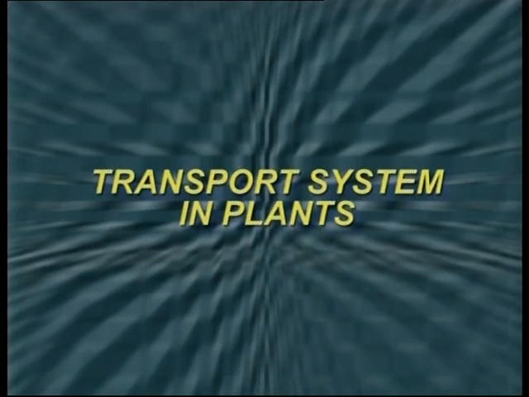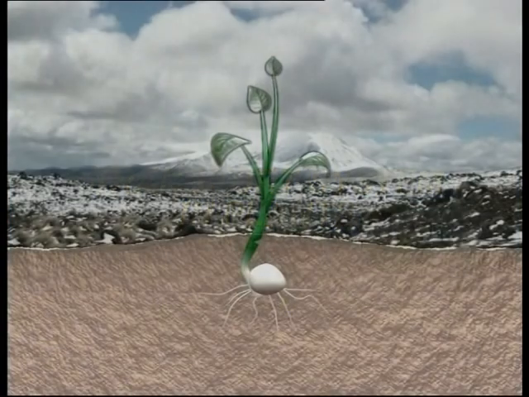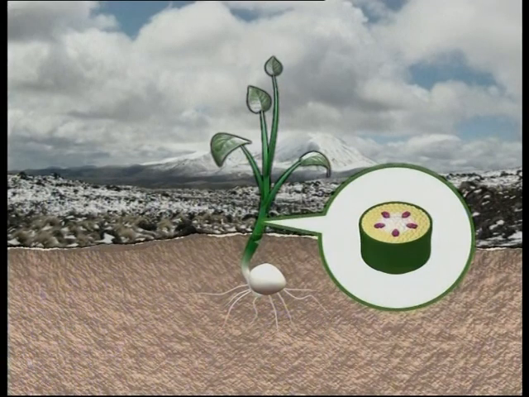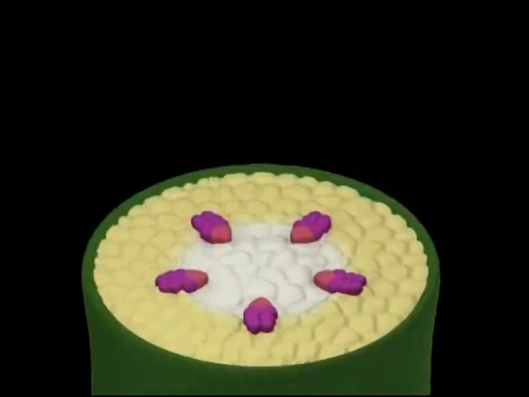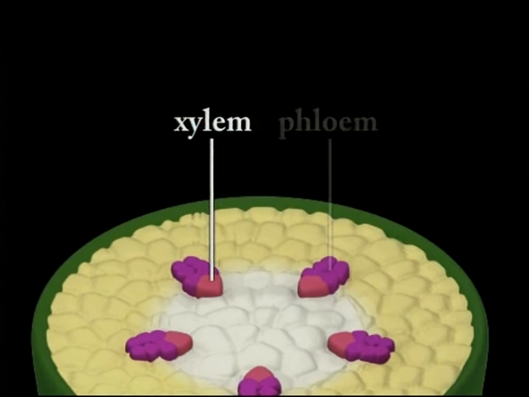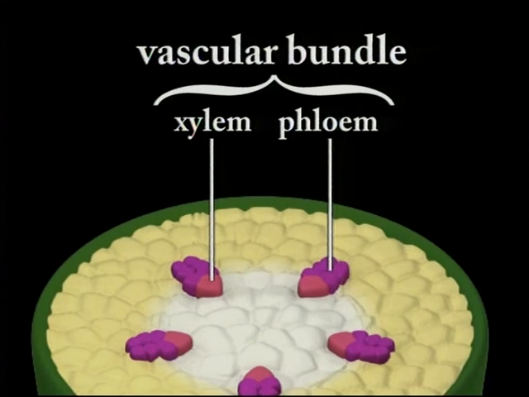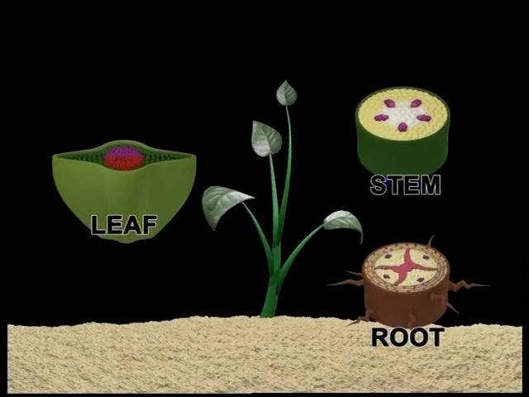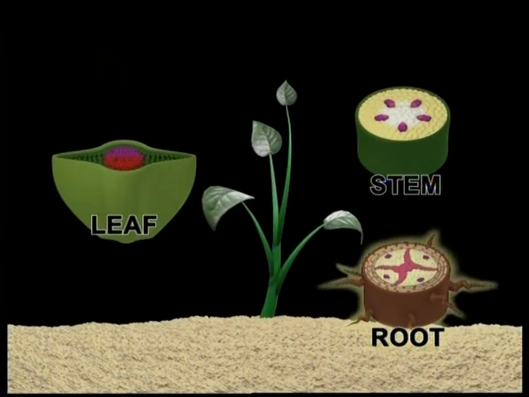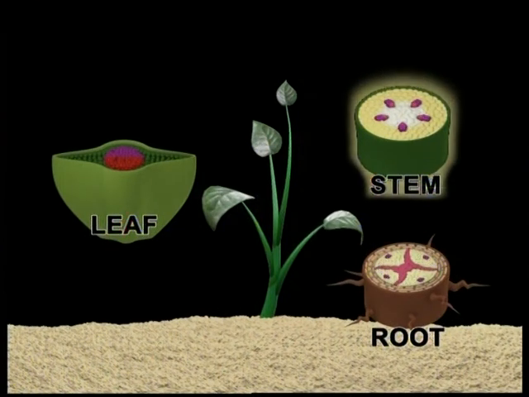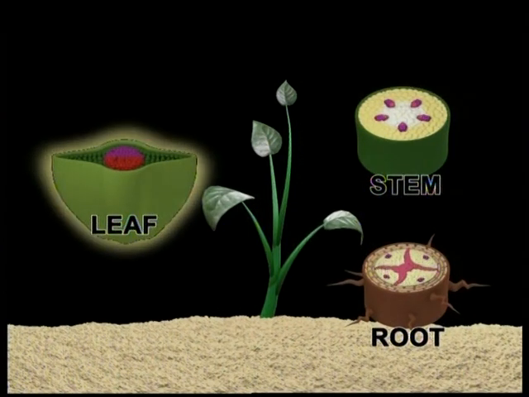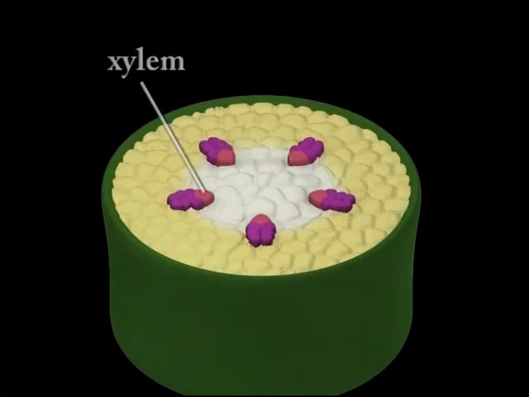So let's now look in detail at the transport system in plants. There are two types of tissues involved in the transport system of plants. These are the xylem and phloem, and they are also known as vascular bundles. And they are found in the roots, stems, and leaves. What is xylem and phloem, and what are their functions?